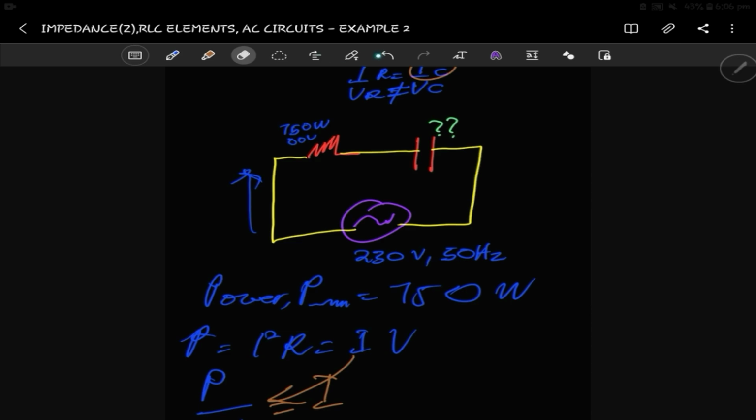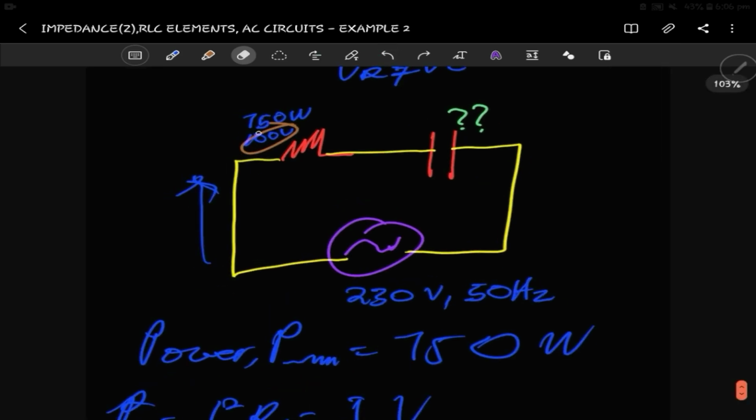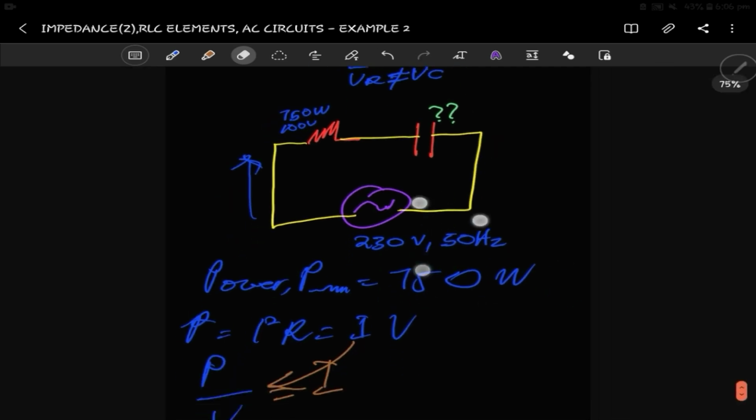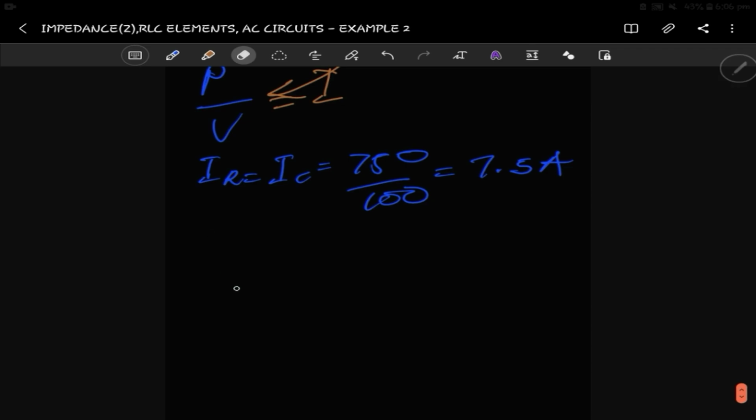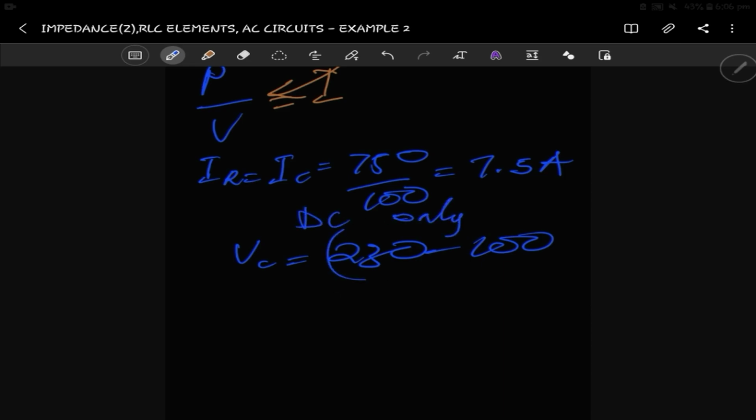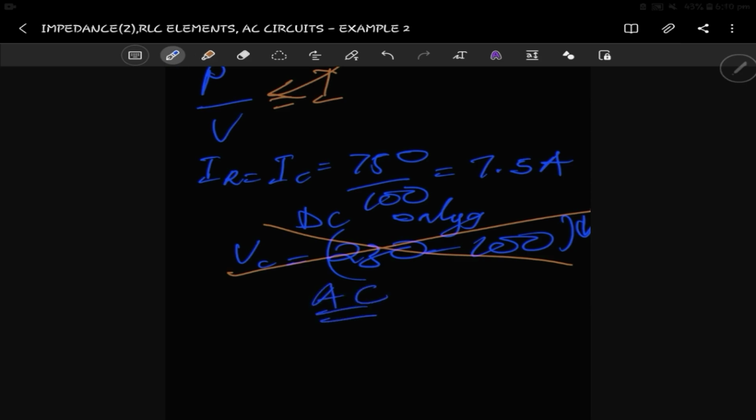If this were DC, we would have just subtracted straightforwardly. If this were a DC circuit, we would have just said that the voltage across the capacitor is equal to the 230 minus the 100 voltage drop. So that is for DC, if these were DC values. But here's the case, we won't do it this way. We have to do it the AC way. So that's how we do it.